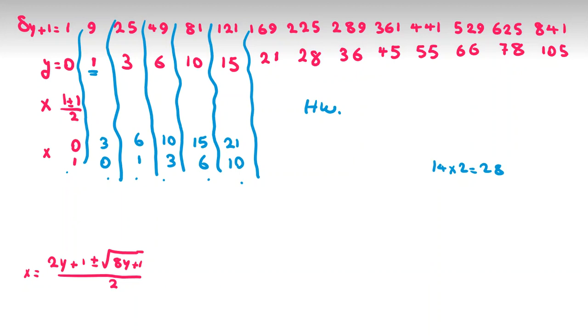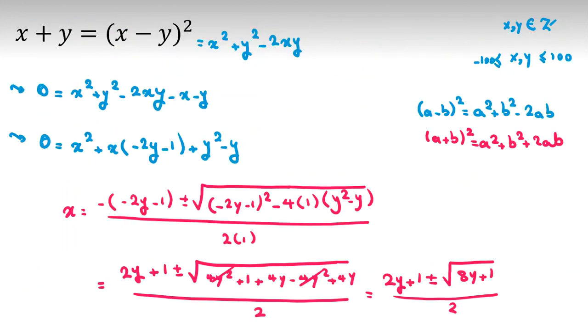And let me tell you something. 8y plus 1 is a perfect square. Why? For odd numbers, all odd perfect squares can be written as 8y plus 1, because the remainder of any odd perfect square when divided by 8 is 1. It is also an important lemma.